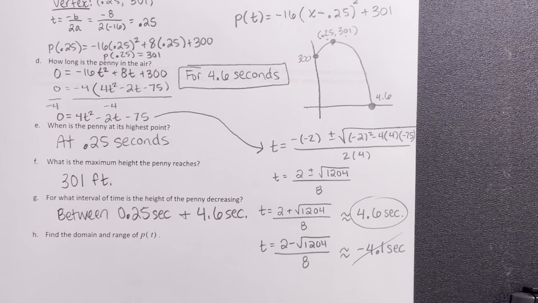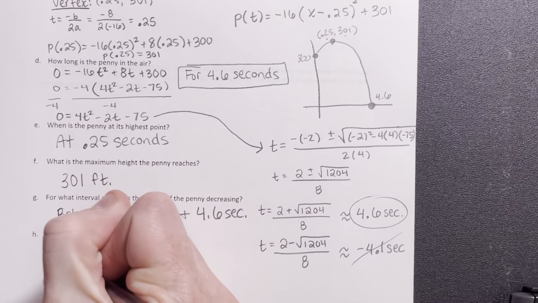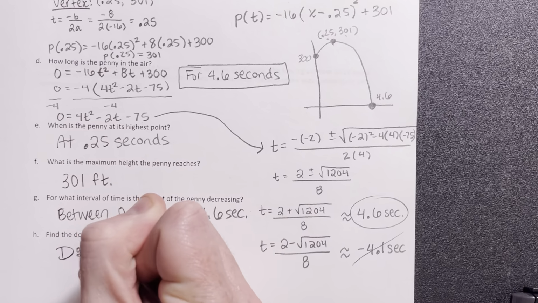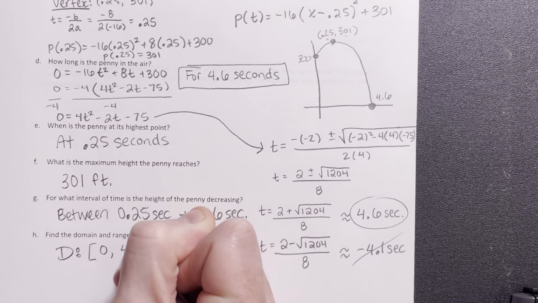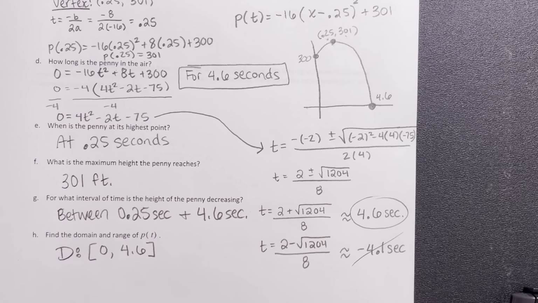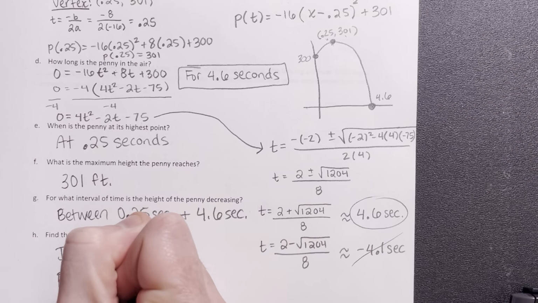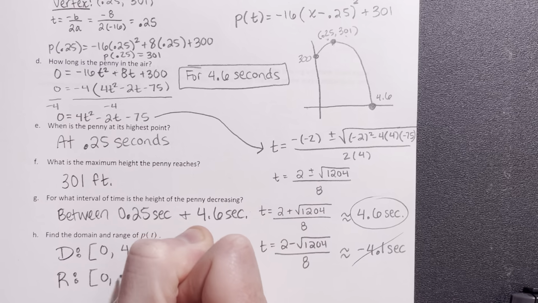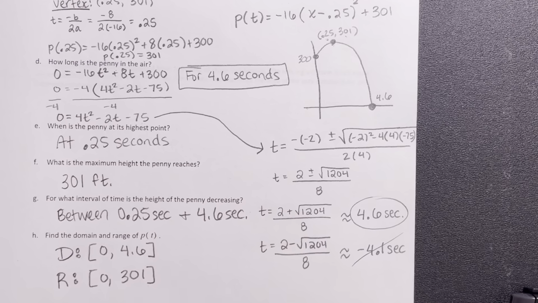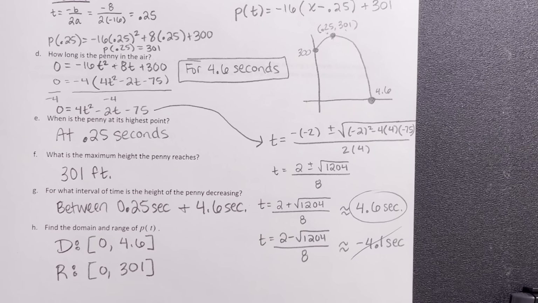Lastly, find the domain and the range. Same situation, so the domain of this function is roughly 0 to 4.6. And then the range of that function is from 0 to 301. We're talking about the practical domain, the domain in context.